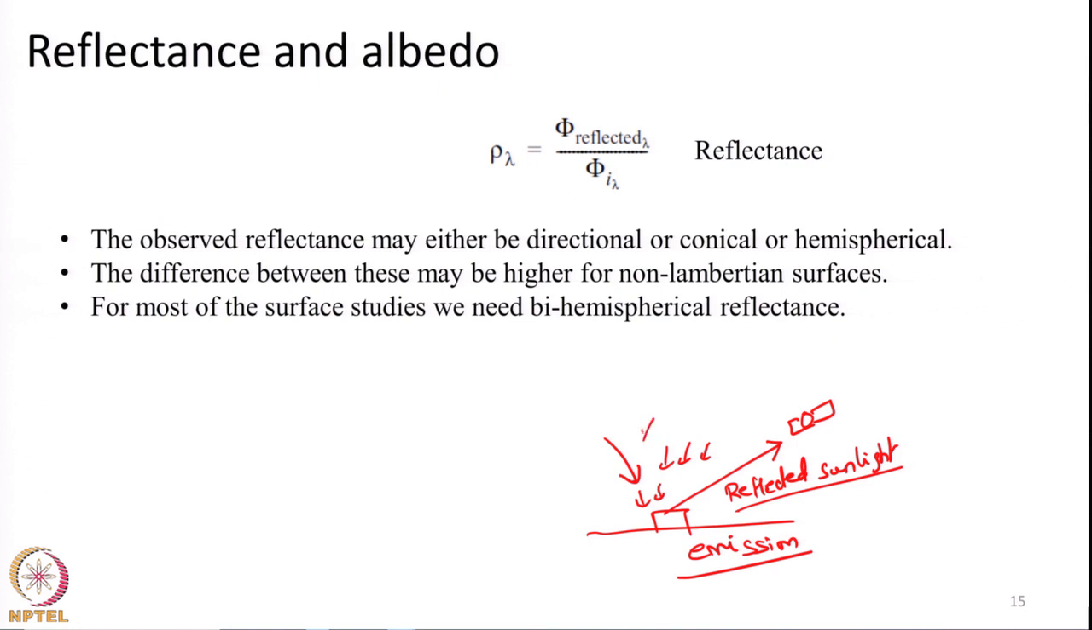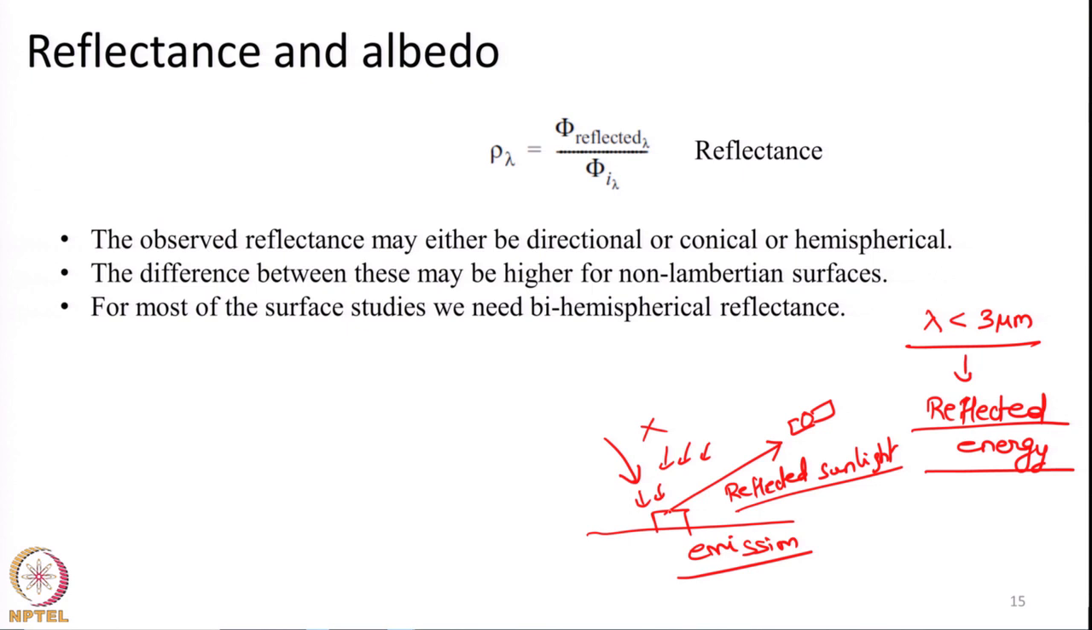Emission means we remove all these external energy sources. It is the energy going out from an object due to its own internal energy content or its own temperature. That is what we call emission. So, the energy we receive in remote sensing can either be reflected energy or emitted energy. If we make measurements in the wavelength range less than 3 micrometers, whatever energy we measure is essentially the reflected energy from the earth surface. This we will see in detail in the coming lectures.